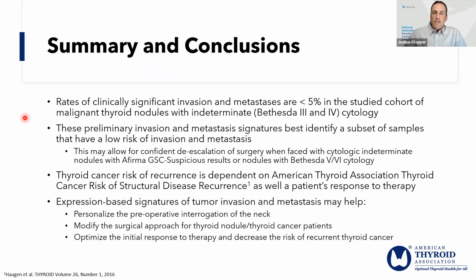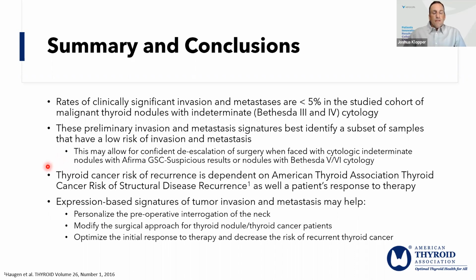So to summarize, rates of clinically significant invasion metastases are less than 5% in the studied cohort of malignant thyroid nodules with indeterminate thyroid cytology. And these preliminary invasion metastases signatures best identify a subset of samples that have a low risk of invasion metastases. So this may allow for a confident de-escalation of surgery when faced with indeterminate thyroid nodules that are Afirma GSC suspicious. When deciding about a total thyroidectomy or a lobectomy, these signatures may aid in pulling back on the aggressiveness of surgery.